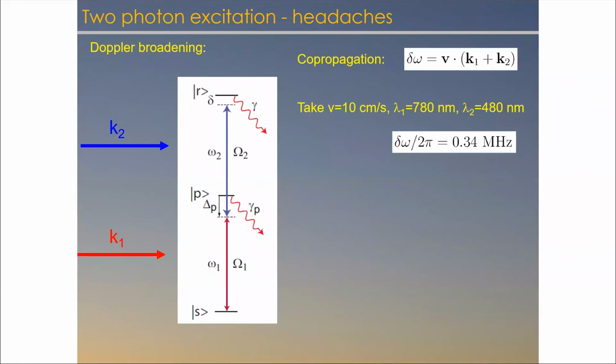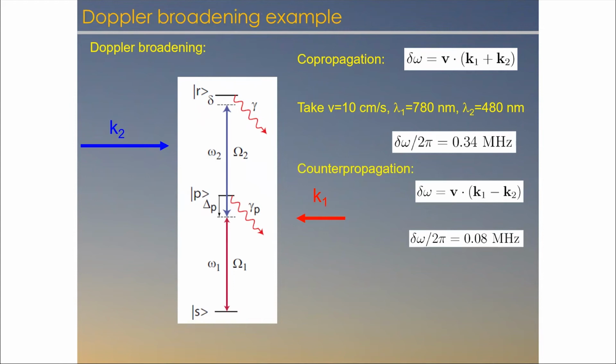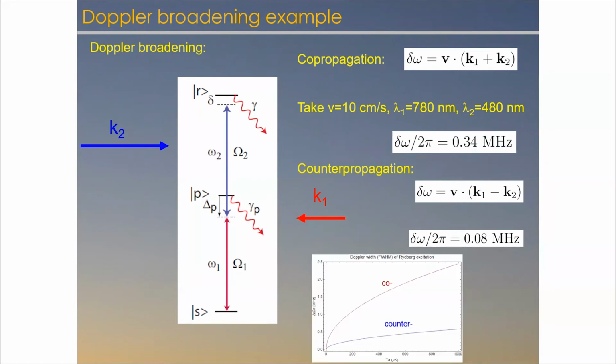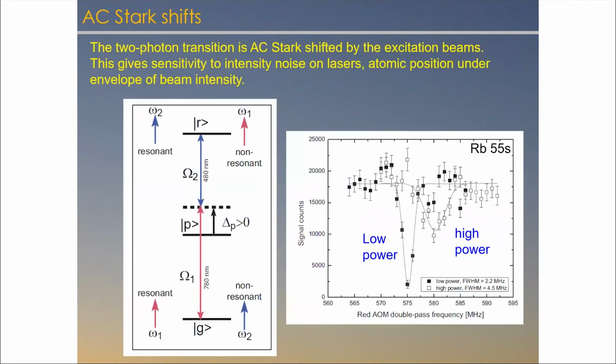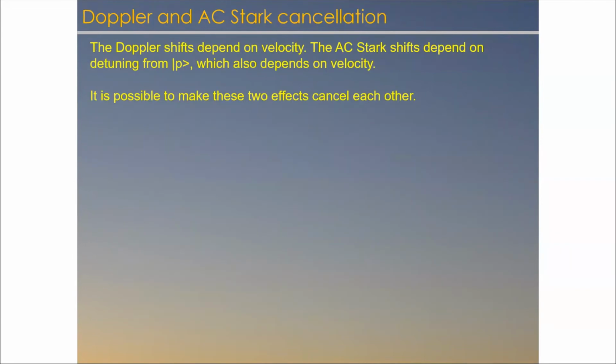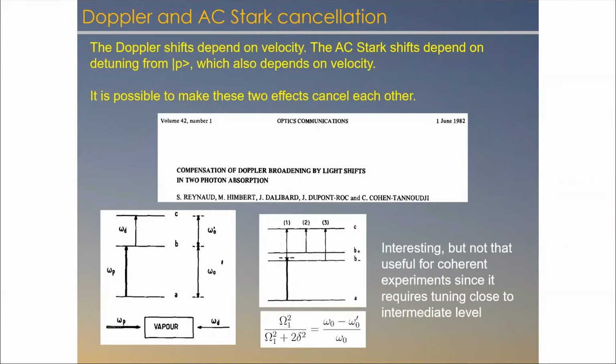Okay. And then you have less Doppler than if you had a one photon, but you still have some Doppler broadening. And if you counter propagate those two beams, you can substantially reduce the Doppler broadening by about a factor of 4, say in rubidium. And here, I'll just show you a plot here. Skip that. Sorry, too much stuff.